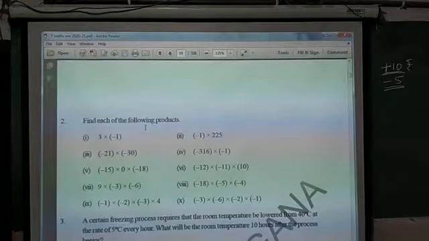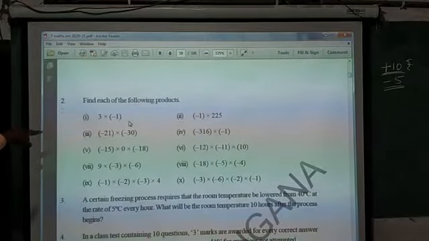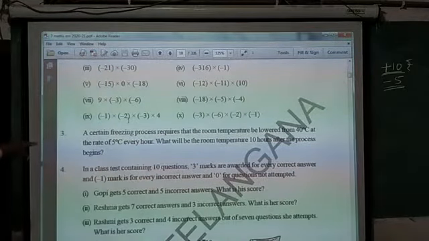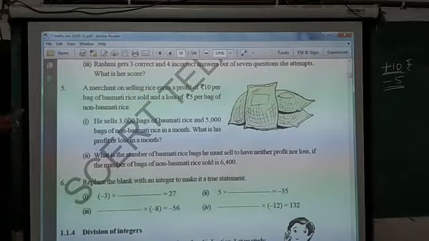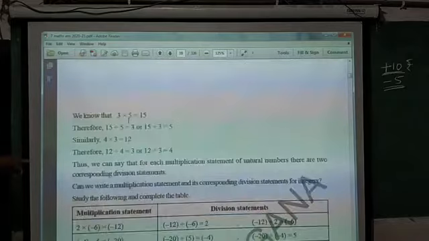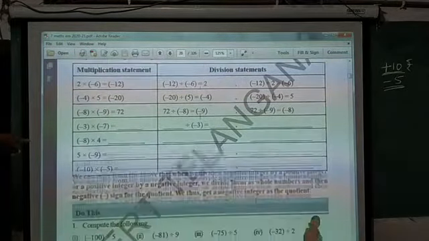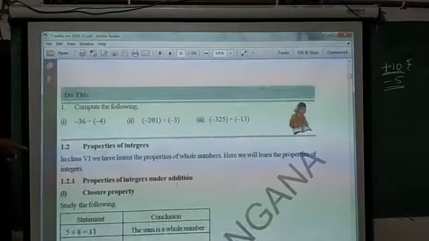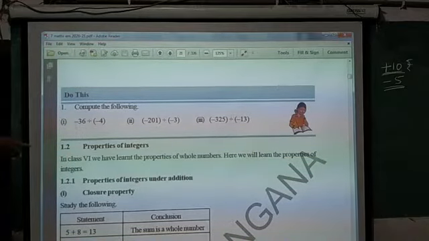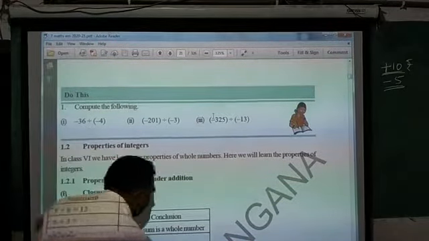The homework I will give you on the paper sheet also. In exercise 4, do the first bit, second bit, third bit, and sixth bit; the fourth and fifth I am explaining. Except the fourth and fifth, all bits you need to do. On page number 12, this table, the multiplication statement and division statement table, do these questions, and try this. And on the last page, 13, there are three questions to do. This is all the homework, so you need to do all of that. Now finally I will explain this to you.